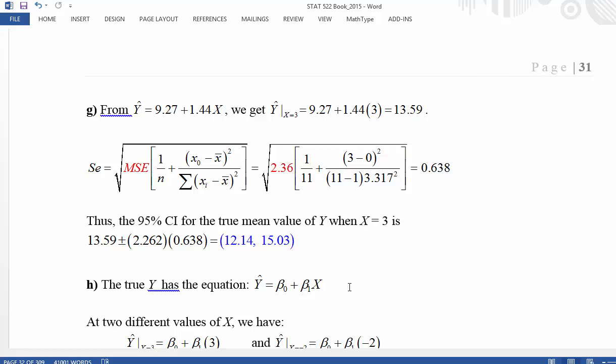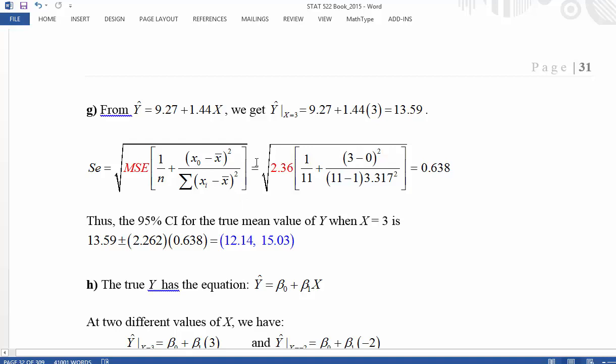Now, to get the 95% confidence interval for the true mean value of y when x is equal to 3, we're going to need the standard error, because you know the formula for confidence intervals is always the mean plus or minus your test statistic times the standard error. So we're going to use this formula for the standard error. I'm going to show you now how you can get these numbers by hand.